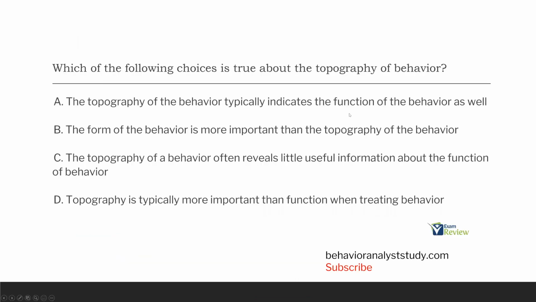Question 1. Which of the following choices is true about the topography of behavior? All right, when we define behavior, we first observe behavior. When we assess behavior, what are we looking for? We're looking for topography, otherwise known as the form, or what it looks like. We're also looking for function, the cause of the behavior, what's maintaining the behavior, why is that behavior happening? And then you can also look for magnitude if you so choose. But typically, the 2 most important things are going to be topography and function.